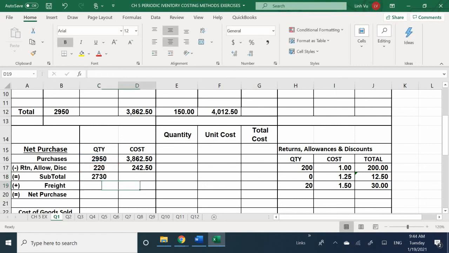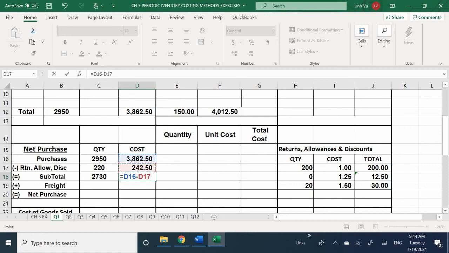So how many items do I actually have in total? 2730. Same thing applies here. If I originally purchased 3,862.50 and I'm returning 242.50, what is my total going to be here? 3620. Good. And as we remember, freight has nothing to do with this. This is a completely separate cost. You can't return freight. It just doesn't happen.